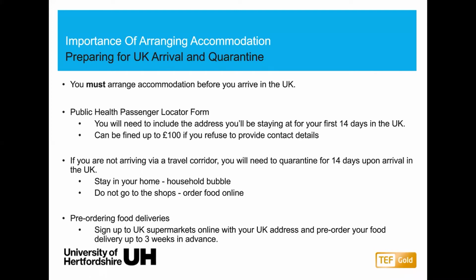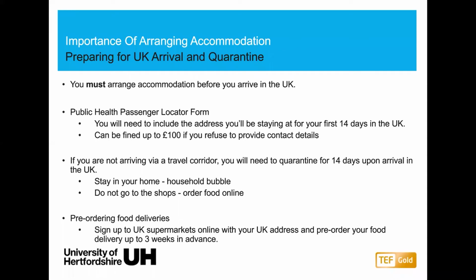So if you're not arriving via a travel corridor, so you can check these on the government website, you should have also received an email from our international office just linking you to that and with a bit more guidance on the do's and don'ts of quarantine as well. But basically, you need to stay in your home for the first 14 days. Your household will become your household bubble. So you'll be allowed to interact with other people within your household, but you shouldn't be interacting with anybody outside of your household, and you should stay in your home for the first 14 days after you've arrived in the UK. You also can't go to the shops, unfortunately.